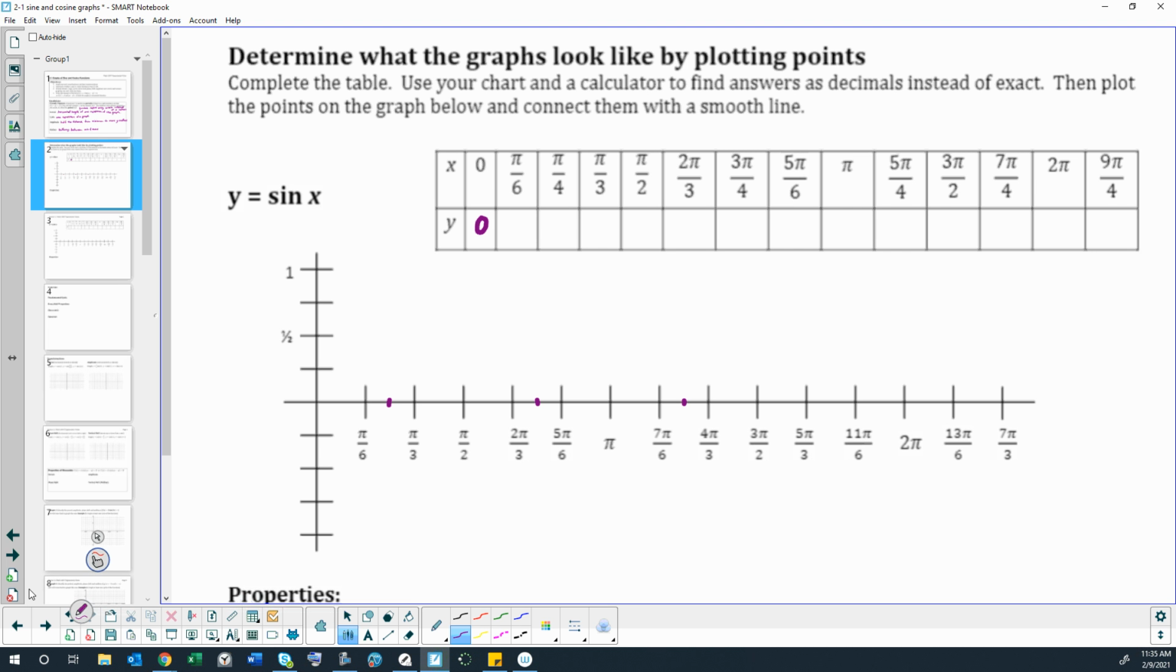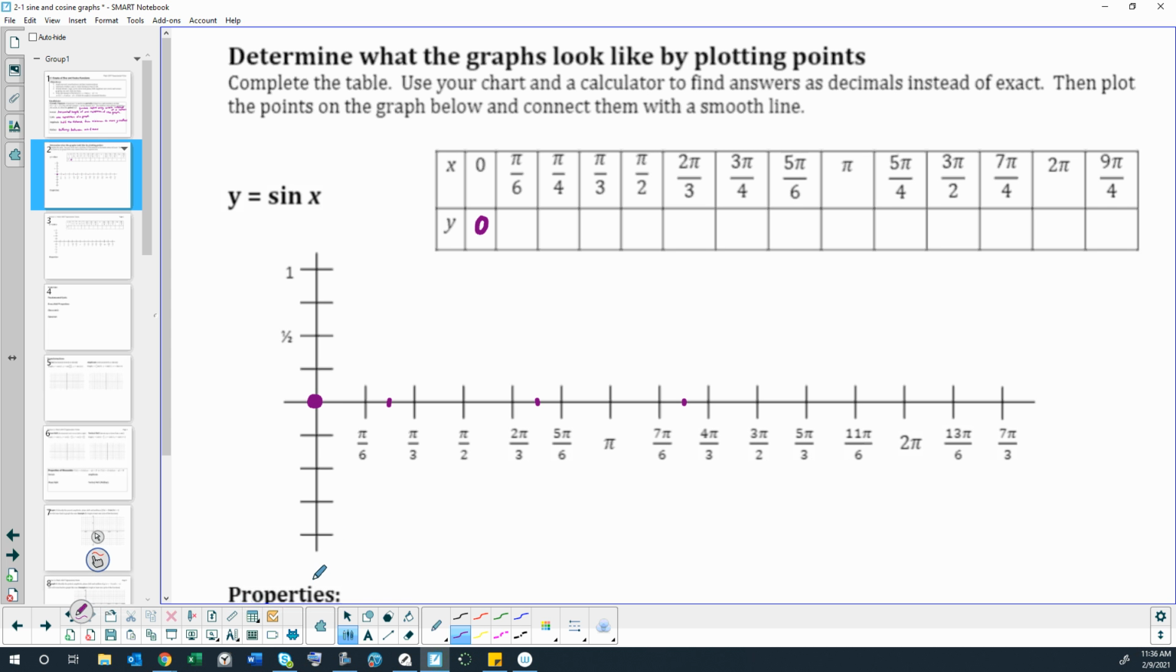Is that true? Sine of 0 is 0. If we take the sine of an angle 0, we get a ratio of 0. So now when we graph that, the x value is the angle and the y value is the ratio. So that's just going to be a point at 0, 0 on our graph.